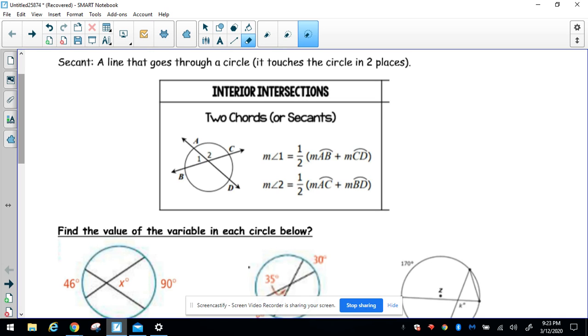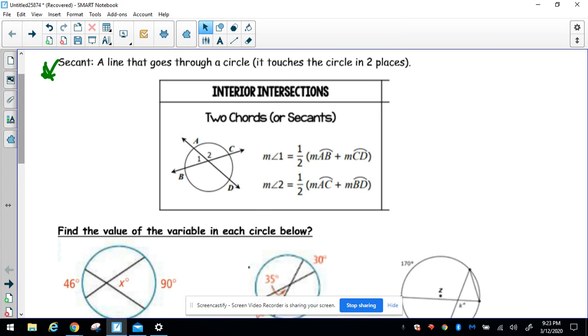Okay, we're going to talk about what happens when you have two lines that cross inside a circle. Before we do that, though, you need to take a look at this definition right here for secant. It's just a line that goes through a circle, so it touches a circle in two places. So like this line right here from A to D touches the circle in two places, so that's a secant.